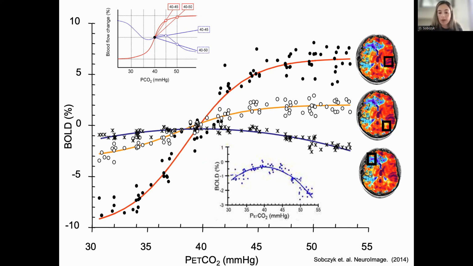And in a voxel in an area with hemodynamic impairment, we have the signal initially increasing to a threshold around 40-ish. If we look at this little curve here, which is the same curve, just with an expanded y-axis, there is a threshold of about 40, and then after that, it begins to decrease as the CO2 continues to increase.